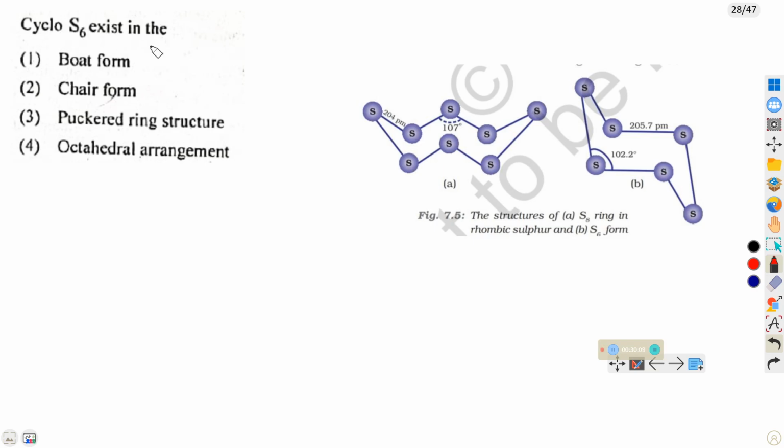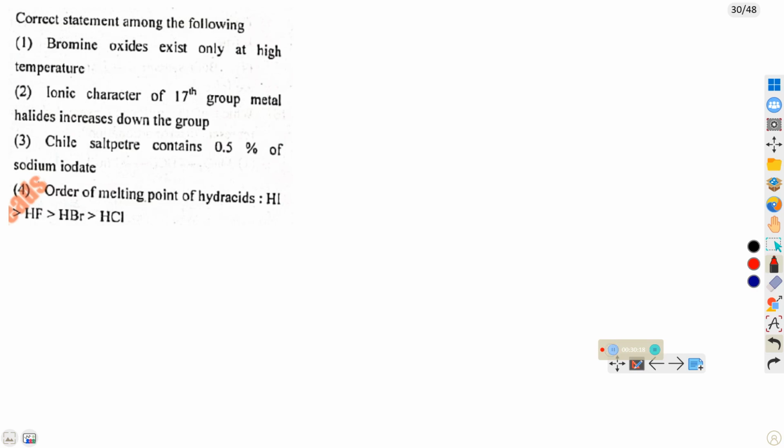Cyclo S6 exists as chair form. Correct statement among the following. Bromine oxides exist only at high temperature. This is wrong. They exist only at low temperature. Bromine oxides are Br2O, BrO2, BrO3.